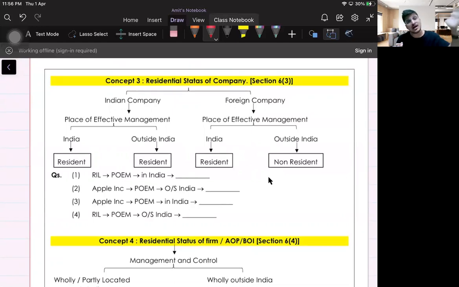Even though POEM is wholly outside India, it is called POEM, place of effective management. If the POEM is wholly outside India, it will still be considered as resident. So, Indian company ke liye there is no brainer. POEM India mein hai, nahi hai, does not matter, resident company ho jayega. But in case of foreign company, we'll have to see the POEM. If the POEM is in India, then resident. POEM is outside India, you are a non-resident. I hope everything is crystal clear.